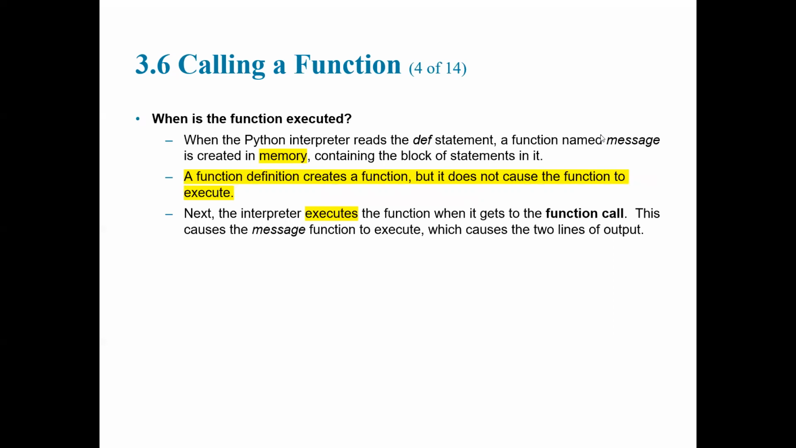So again, let's be very clear about what happens here. If you've got your function definition and you run your program, nothing will happen. What is happening here? When the Python interpreter reads the def statement, a function named message is created in memory containing the block of statements in it. A function definition creates a function, but it does not cause the function to execute. Next, the interpreter executes the function when it gets to the function call. This causes the message function to execute, which causes the two lines of output.